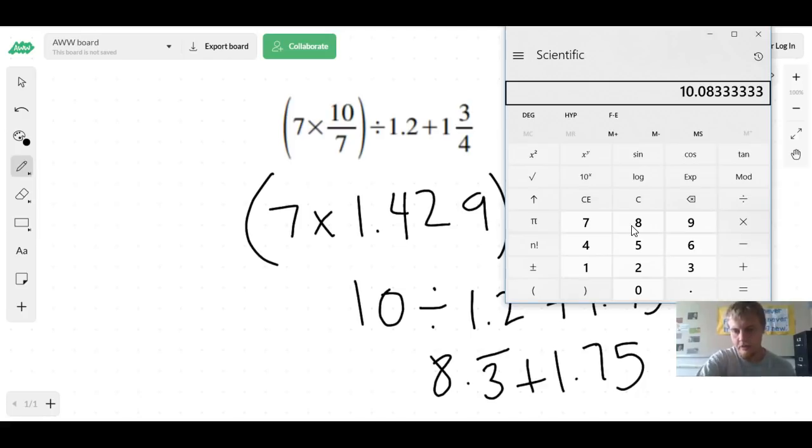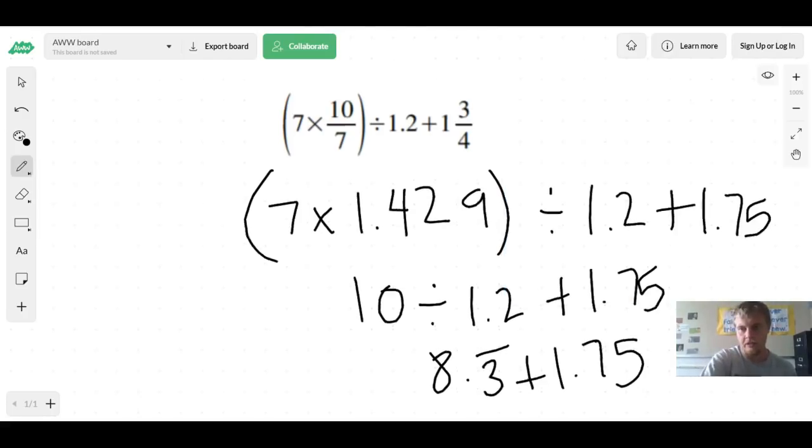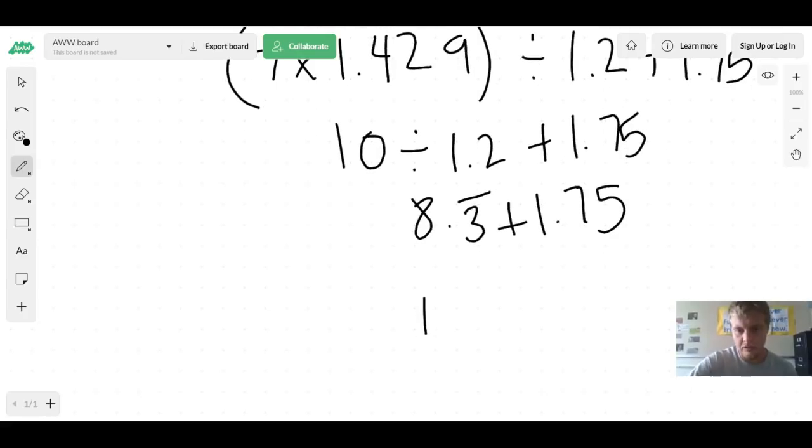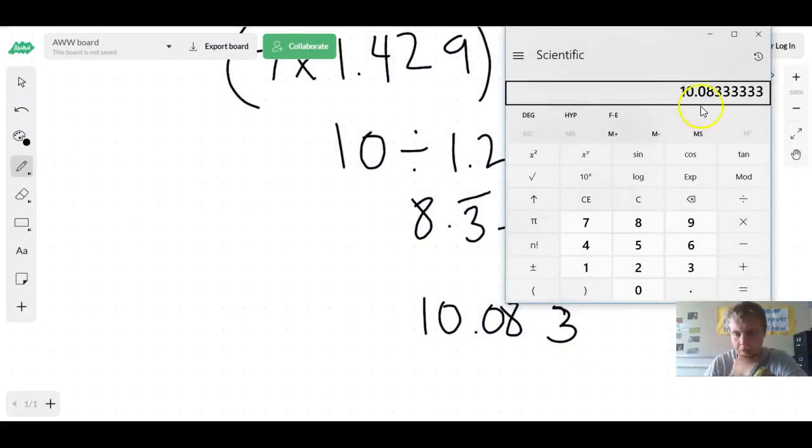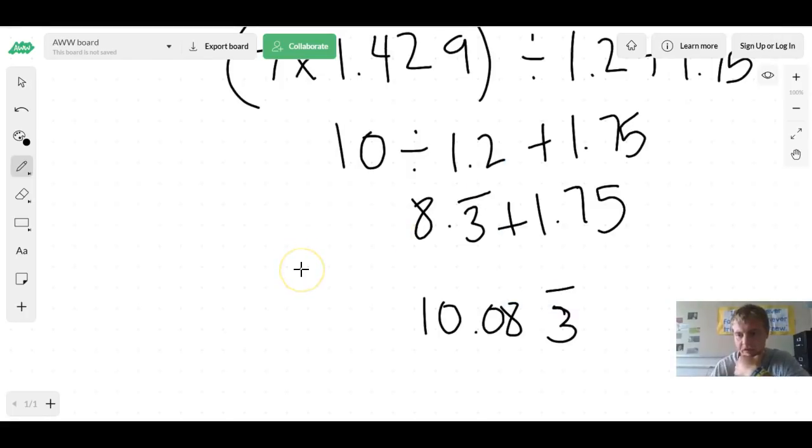And that would be our final answer, which is 10.0833 repeating is what it looked like. I'm going to double check. Yep. And that would be our final answer.